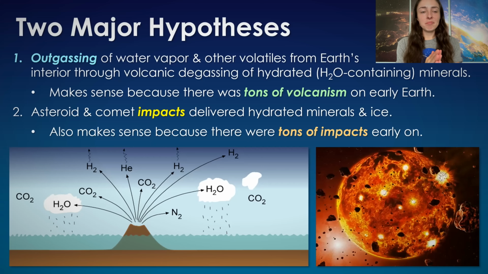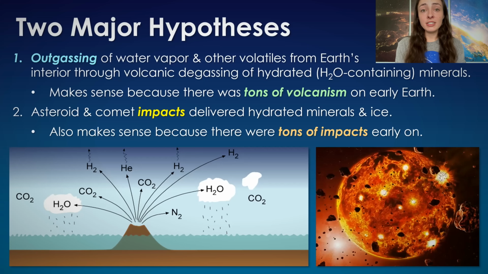But if we really think deeply about this first hypothesis, the outgassing one, one might wonder, okay, but where did the water within Earth come from that allowed volcanic release of water? Well, a lot of people don't know that rocks can contain water within their molecular structures. These are called hydrated minerals.